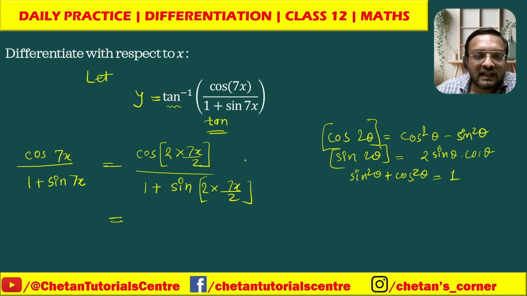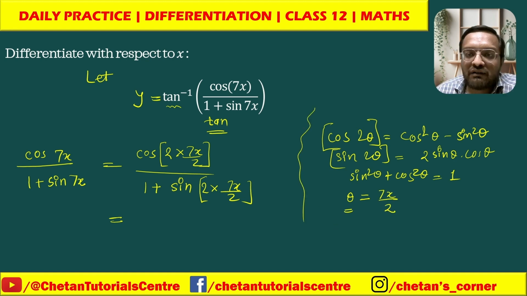Now here you can see that in numerator and denominator I have adjusted numerator cos 7x in terms of cos 2 theta as cos 2 into 7x upon 2. So on equating both numerator and denominator, the value of theta that I obtained is theta is equal to 7x upon 2.